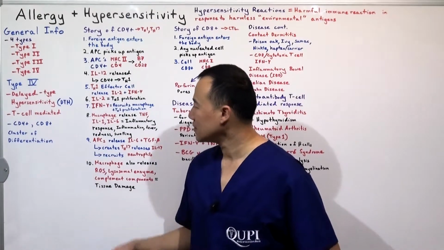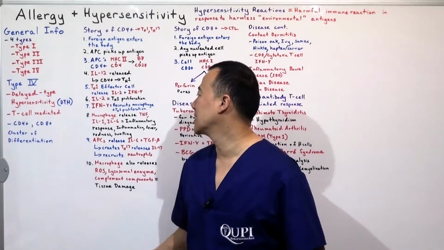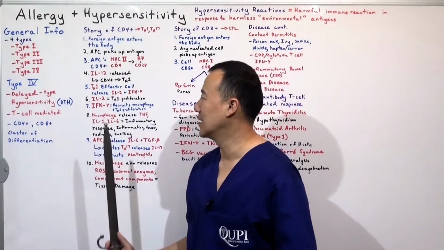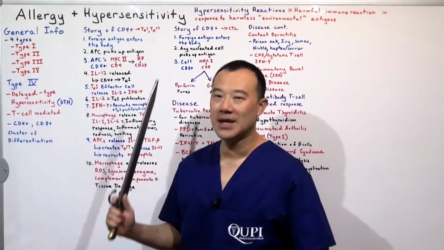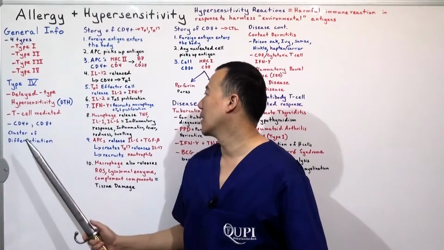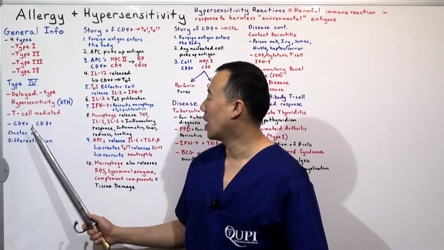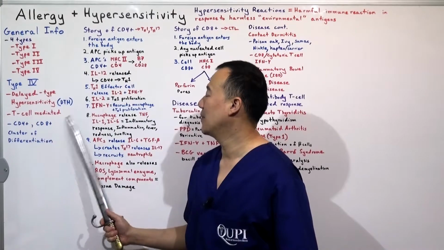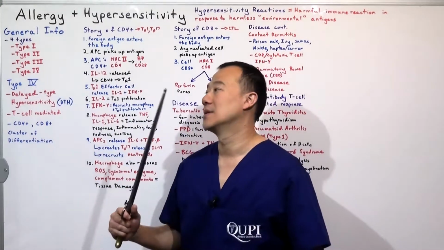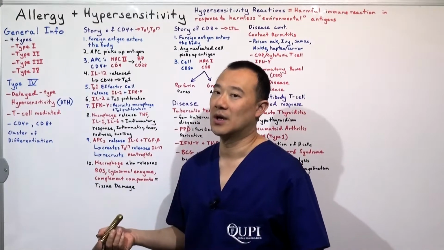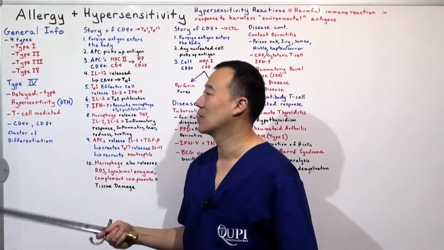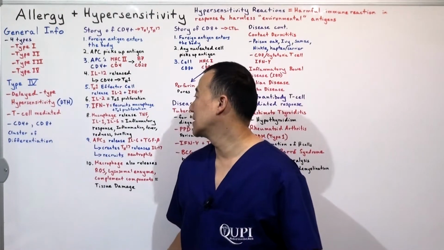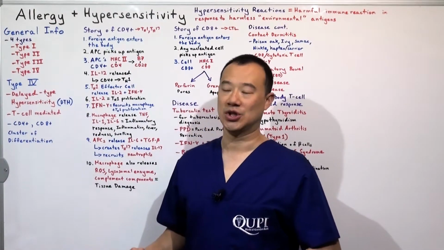Okay. This hypersensitivity is T cell mediated. It's in red, T cell mediated. And it's basically about two stories. The story of CD4 positive, which is a naive T cell, and CD8 positive, which is another naive T cell. The CD4 will eventually become a T helper cell, and the CD8 will eventually become a T cytotoxic cell. And CD means cluster of differentiation.